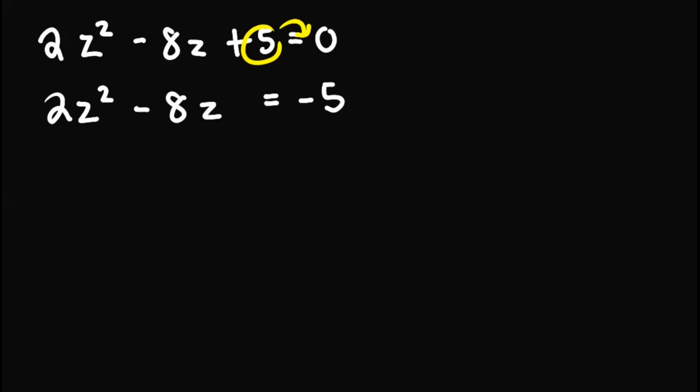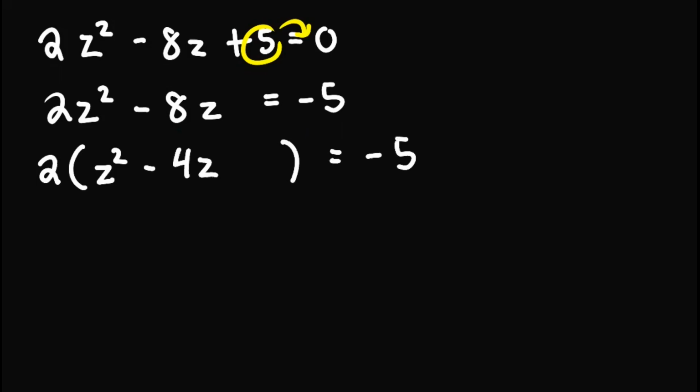And from here, we have two options. Either we divide each term by 2 or factor out the 2. I prefer this one, so we'll do it this way. We can write this as 2 times z squared minus 4z equals negative 5. So what did we do here? Well, I factored out the coefficient, the factor 2, to obtain this inside. And we will apply the completing the square method in this one.